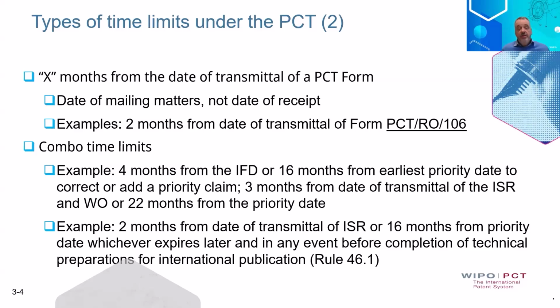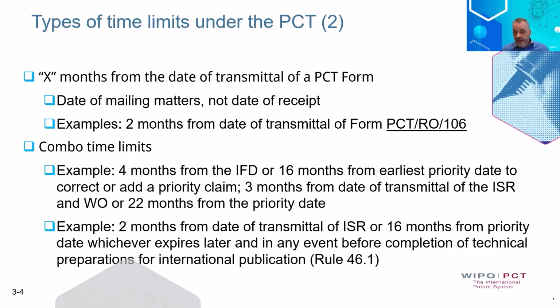Another example is a time limit for, I believe that's for filing a demand. It's like 3 months from the date of transmittal of the search report and the written opinion, or 22 months from the priority date, whichever expires later. So again, you need to look at 2 time limits, and then you need to figure out which is the applicable one. Another example, 2 months from the date of transmittal of the search report, or 16 months from the priority date, whichever expires later.